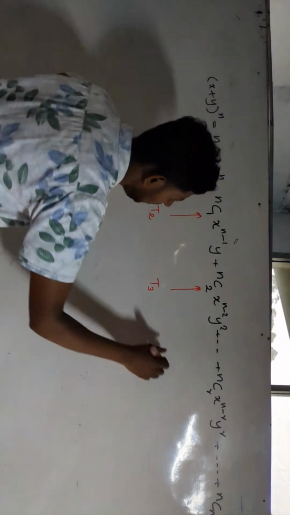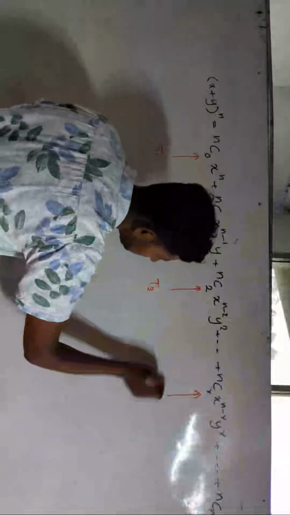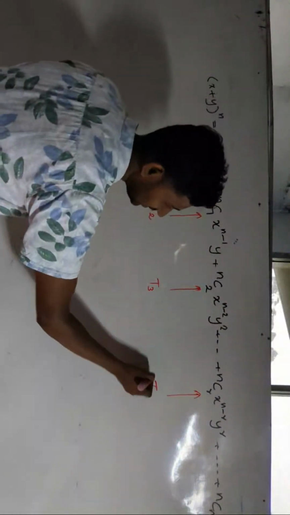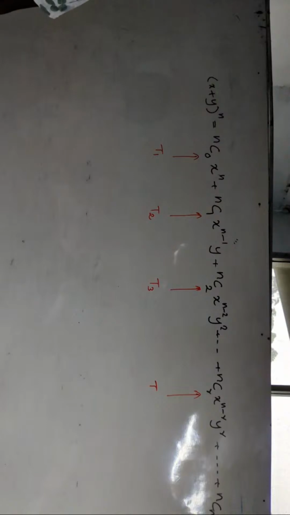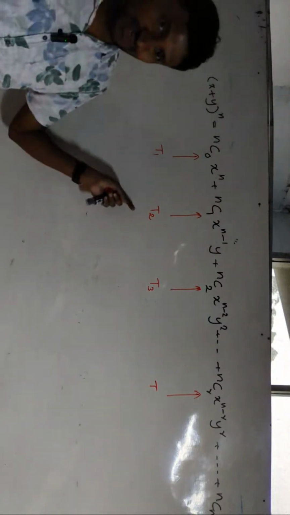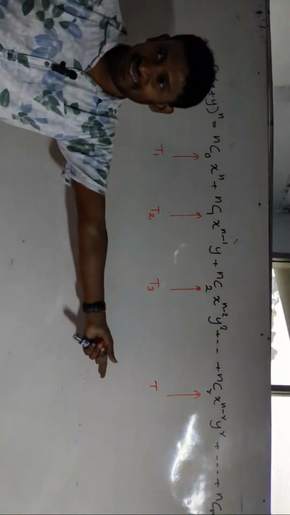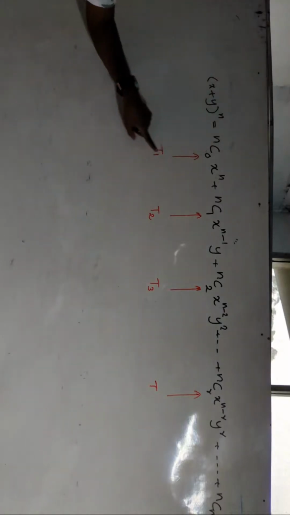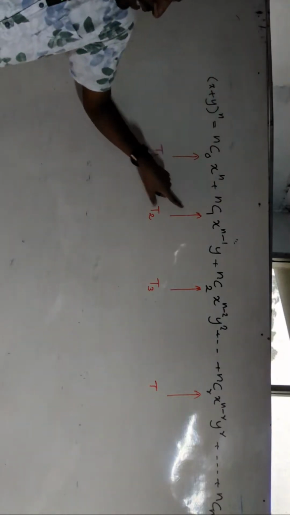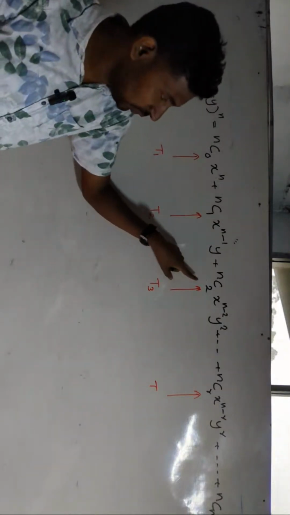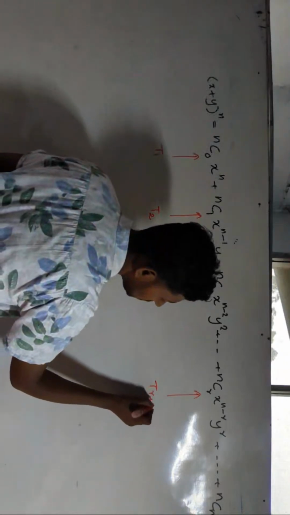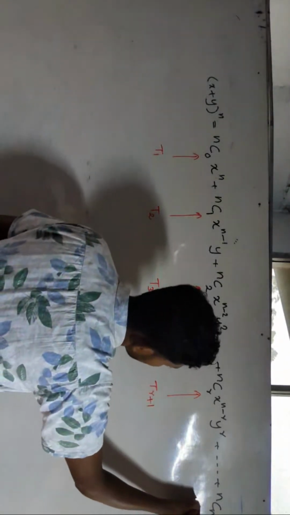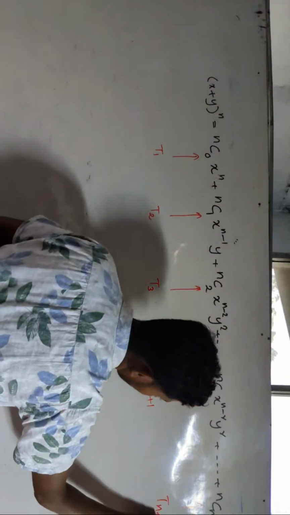So like that, can you tell me what this term is? No, not n. This is the first one, second one, third one. So this should be r plus 1. You can see the pattern here. If this is 0, here it is 1. If this is 1, it will be 2. If this is 2, this will be 3. So that means this should be equal to what? T(r plus 1). And the last one, what is this term? That is T(n plus 1).